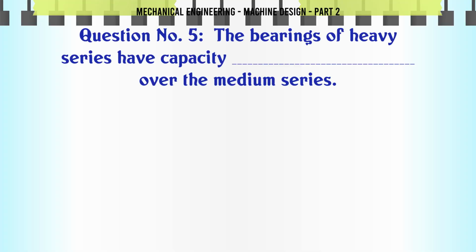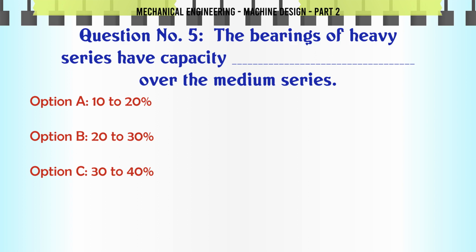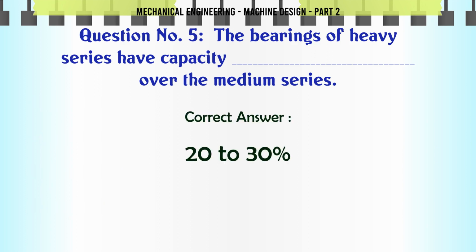The bearings of heavy series have capacity over the medium series. A. 10 to 20, B. 20 to 30, C. 30 to 40, D. 40 to 50. The correct answer is 20 to 30.